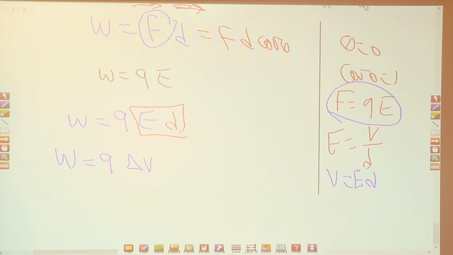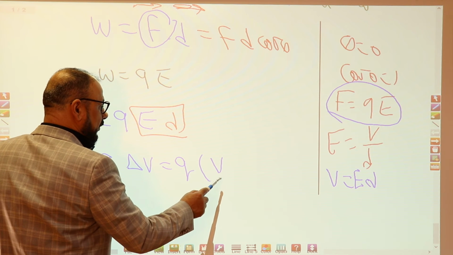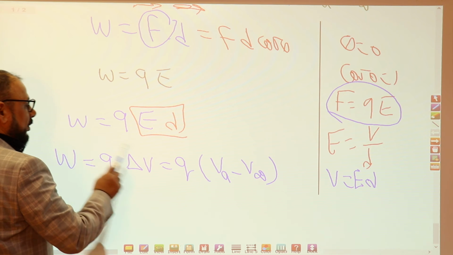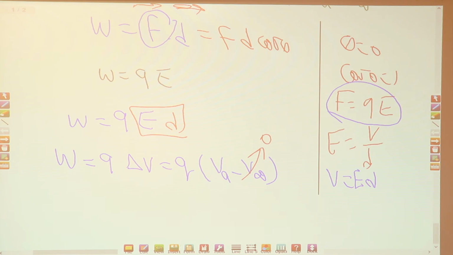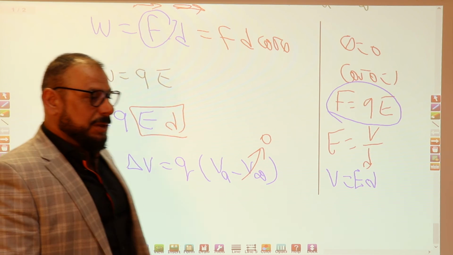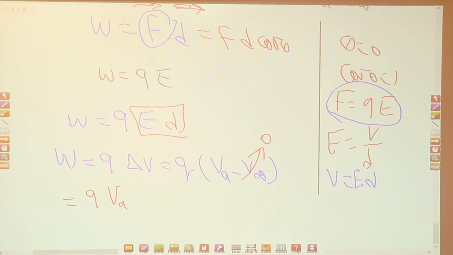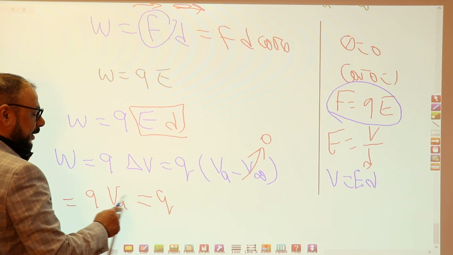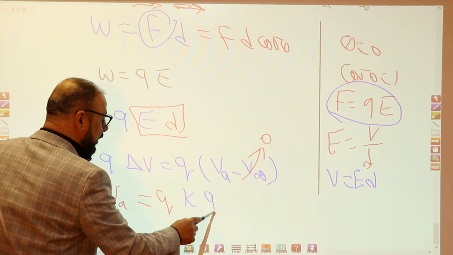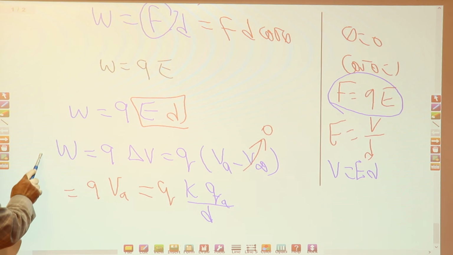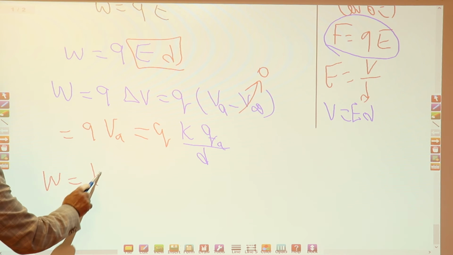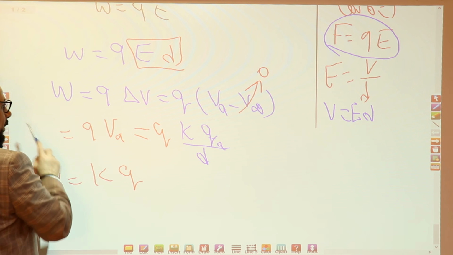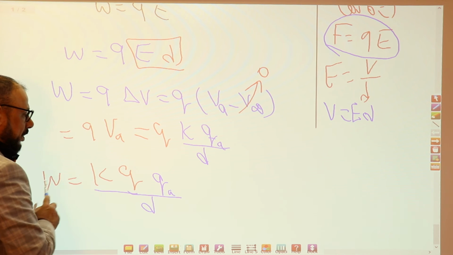That's delta V. So work equals Q delta V, which is V at B, or A, minus V at infinity. And V at infinity is how much, guys? 0. We assume that the voltage at infinity equals 0, then work equals Q V A. Now Q and V A, how much? If you remember the formula for V, K Q at A over D. And then the work equals K Q Q A over D. Easy and simple.